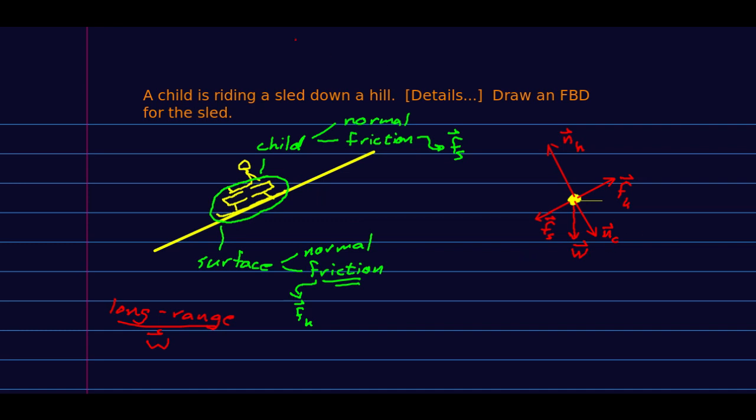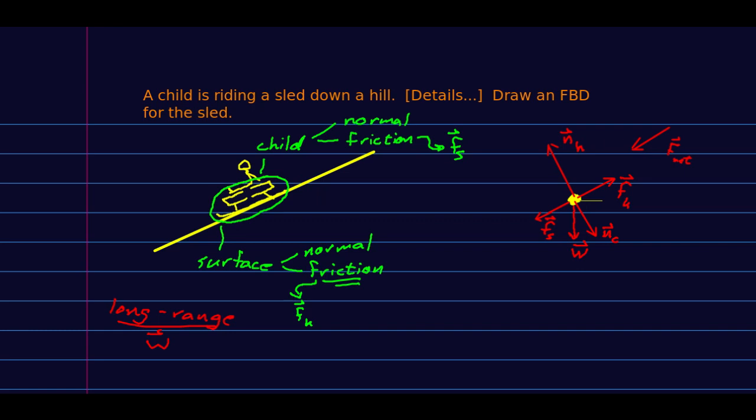So the one remaining thing to do is draw the net force, and I haven't told you whether this sled is speeding up or slowing down. And so it would be a guess. So I'm going to guess this sled is speeding up and put the net force pointing down the slope.